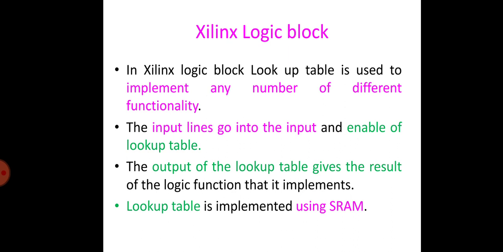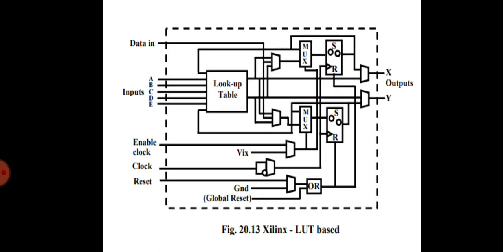In the Xilinx logic block, a lookup table is used to implement any number of different functionalities. The input lines go to the input and enable the lookup table. The output of the lookup table gives the result, and the logic function can be easily implemented using that lookup table. But that lookup table is implemented using SRAM technology.